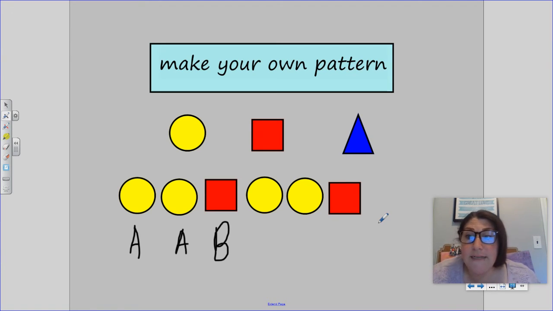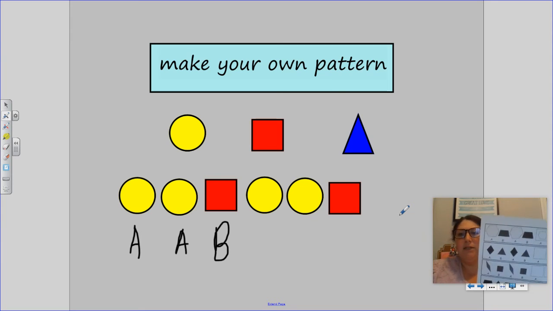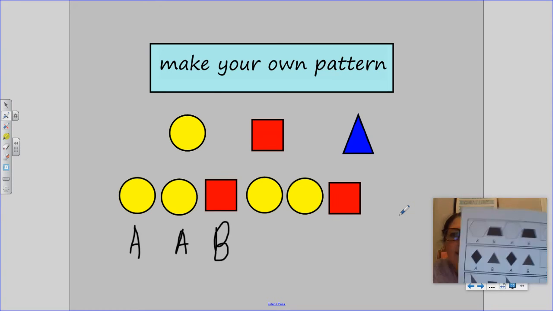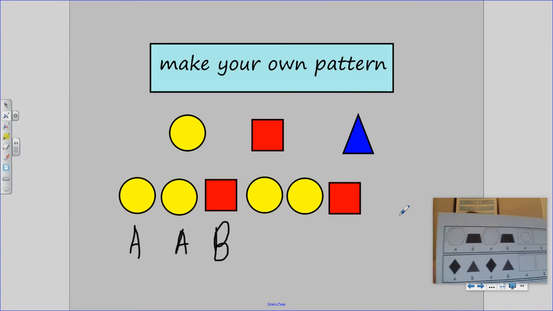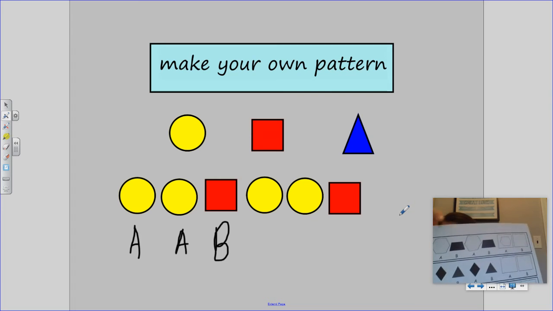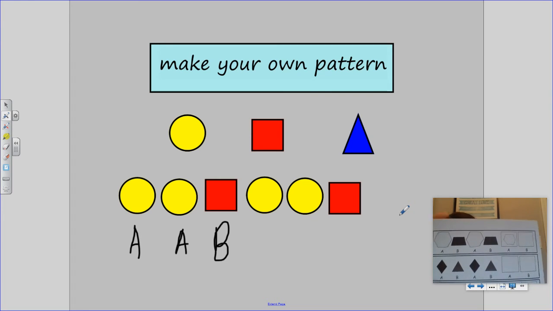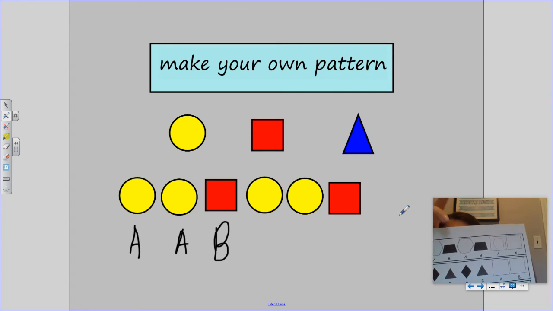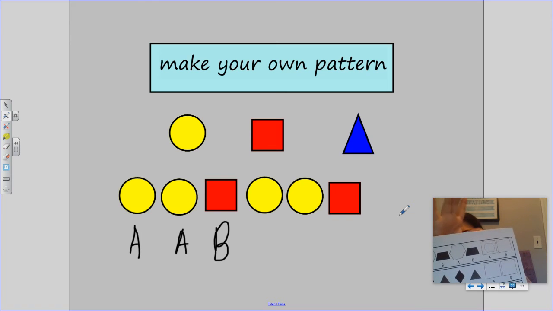There would be so many different types of patterns that you could make using these shapes. And you're going to get a chance to make your own pattern. This page is in the papers that you have for today. Now I want to show it to you. So we have over here, these are different types of shapes. This is a hexagon, a trapezoid, hexagon, a trapezoid.